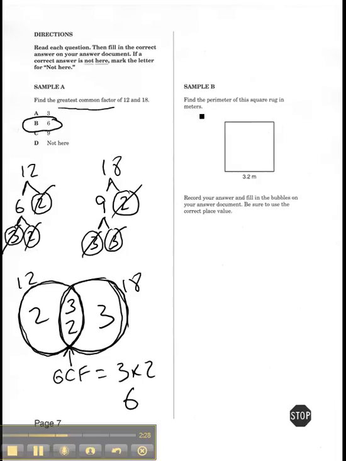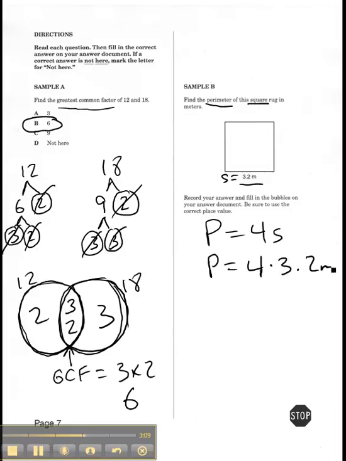Sample problem B asks us to find the perimeter of this square rug, the perimeter of the square rug in meters. The length of one side is 3.2 meters. And if we look at the TEKS math chart, which is included in your TEKS test if you printed the whole thing, the formula for perimeter of a square is P equals 4S. So let's write that formula down. P equals 4S. So in this case, P, the perimeter, equals 4 times the side length, which is 3.2 meters.